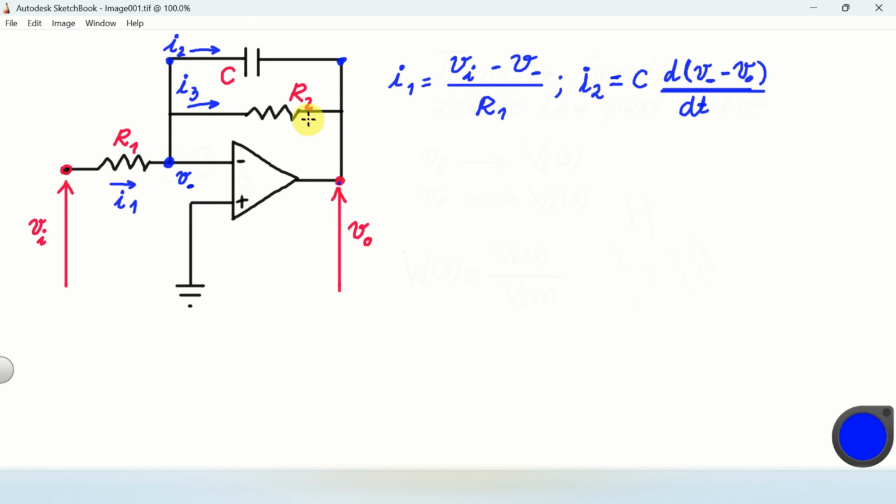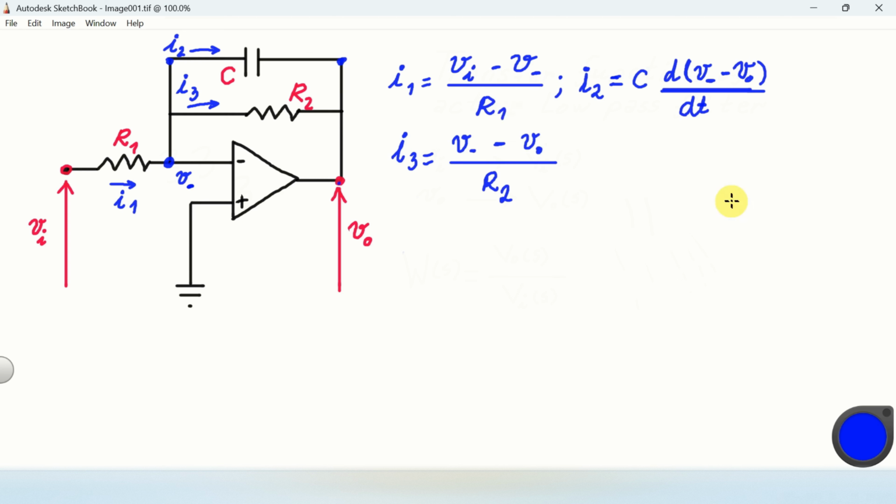Finally, let's find the current I3. This is relatively easy. I3 is equal to, let's see, in the denominator we have the resistance R2, and in the numerator we have the difference of potentials. That is, we have V minus minus VO, and that's it.